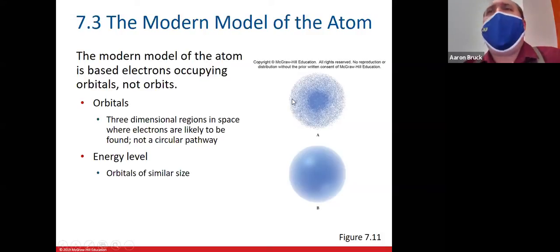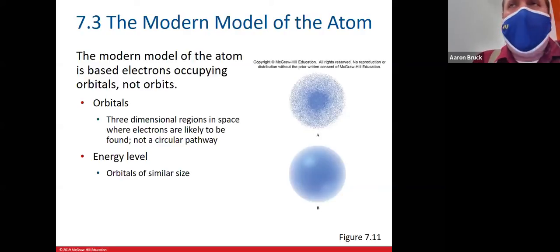Now, orbitals can exist in energy levels. In a given energy level, you will find different types of orbitals that have roughly the same size. And the size, again, is dependent upon the energy level that they are in. If they're in the first energy level, they tend to be small. If they're in the second energy level, they tend to be a little bit larger. If they're in the sixth energy level, they're going to be larger than any of the other ones before them.